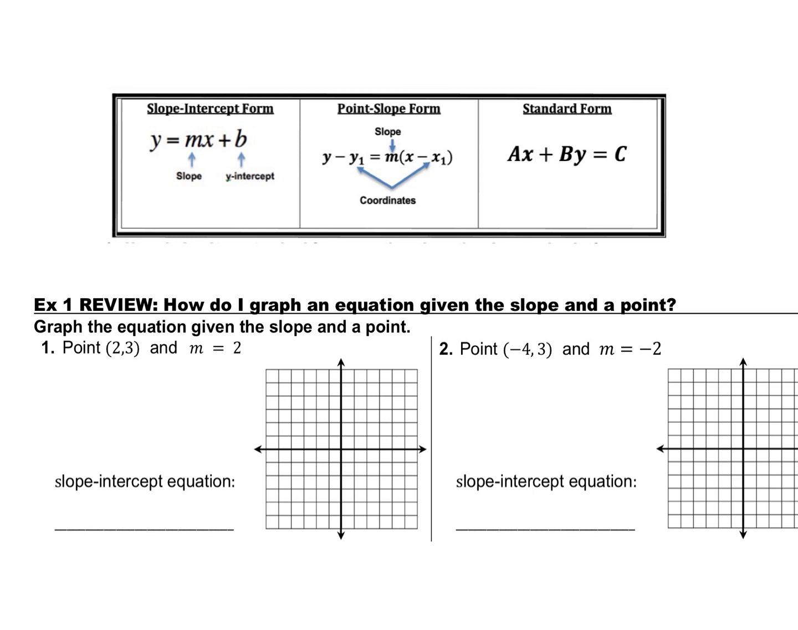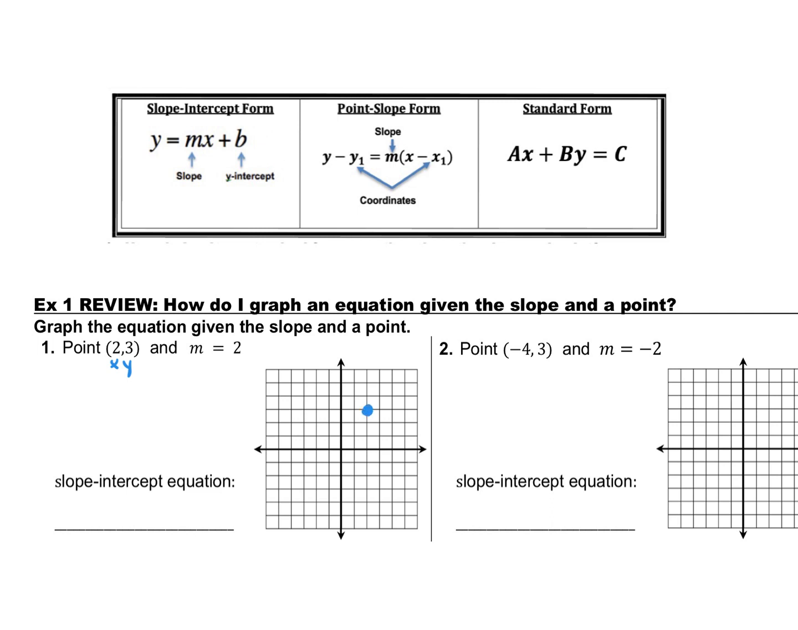So example 1, how do I graph an equation given the slope and a point? First of all, we're given the point (2, 3), and then we're given the slope of 2. And then we need to write this in slope-intercept form. So first of all, let's go ahead and plot our point. We've got the point (2, 3). Remember our x and then our y. So we're going to walk to the elevator, then go up or down. So I'm walking over 2 and up 3.